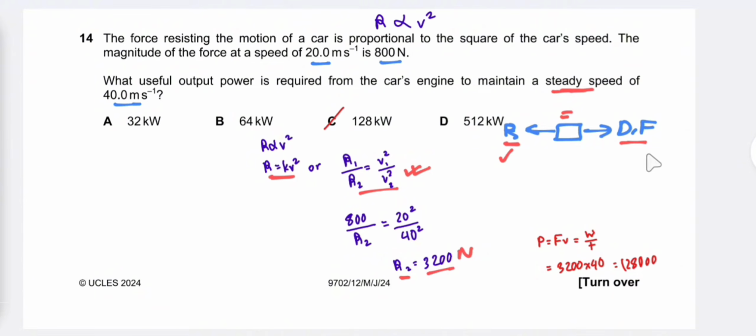Since we know the value of resistive force, that is equal to the driving force at steady speed. So we know the value of driving force and we know the velocity, that is 40. So after calculating, we get this power, that is 128 kilowatt. So the answer is C, 128 kilowatt.